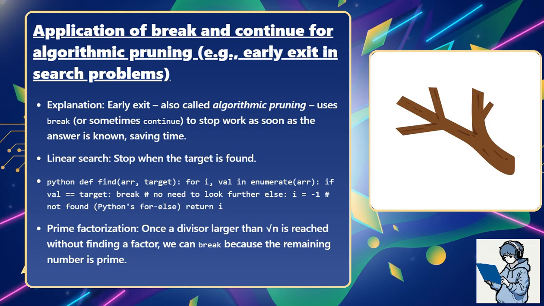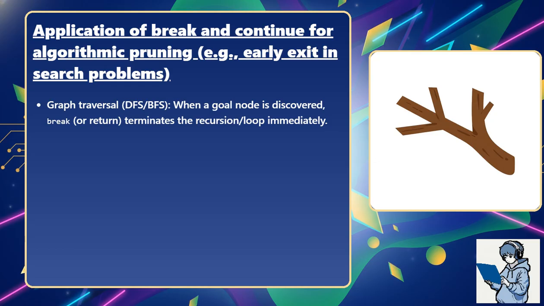Prime factorization: once a divisor larger than the square root of n is reached without finding a factor, we can break, because the remaining number is prime. Graph traversal, depth first search or breadth first search: when a goal node is discovered, break or return terminates the recursion or loop immediately.